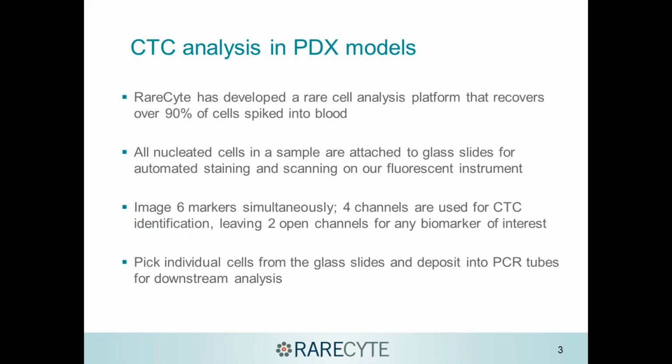RareCyte has developed a rare cell analysis platform that recovers over 90% of cells spiked in the blood. All nucleated cells in the sample are attached to glass slides where they can be automatically stained and then scanned on our fluorescent instrument. Our instrument can image up to 6 markers simultaneously. 4 channels are used for the CTC identification, and this leaves 2 open channels for any biomarker of interest. Our instrument can also pick individual cells from the glass slides and deposit them into PCR tubes for downstream analysis.